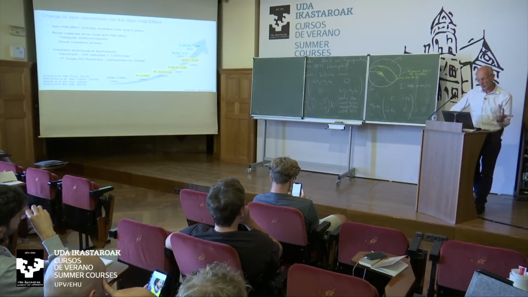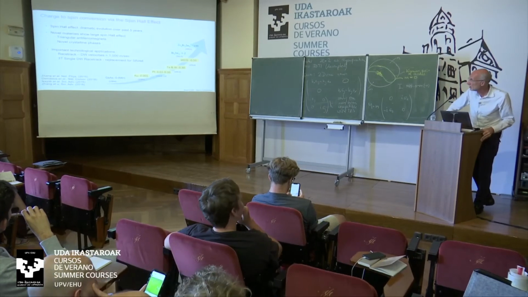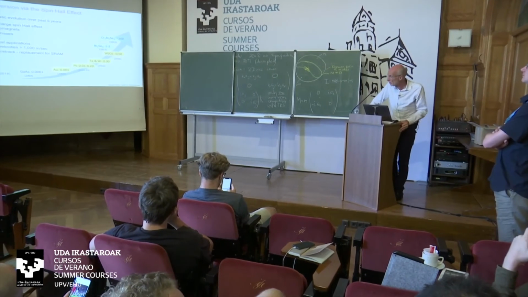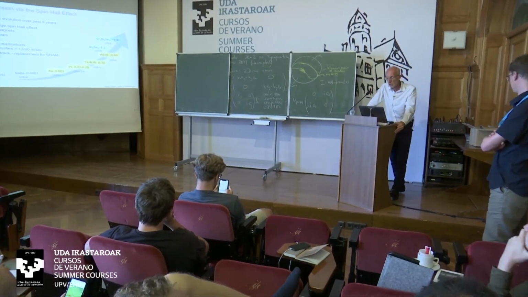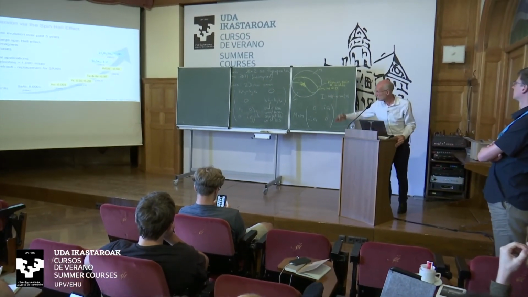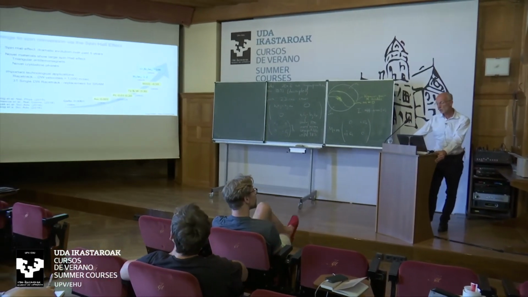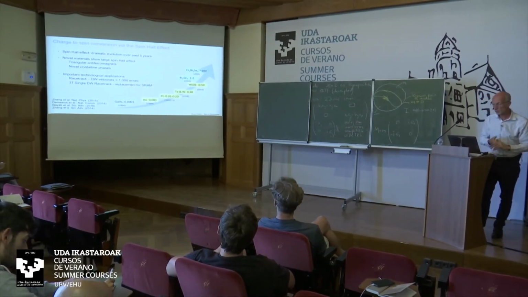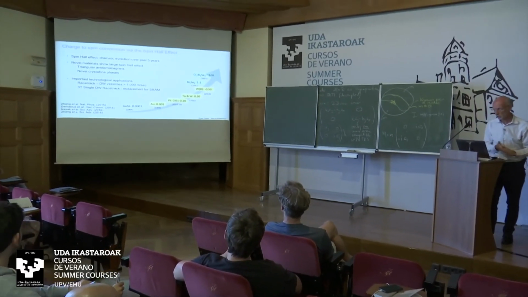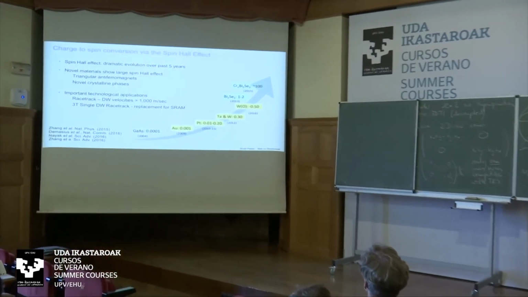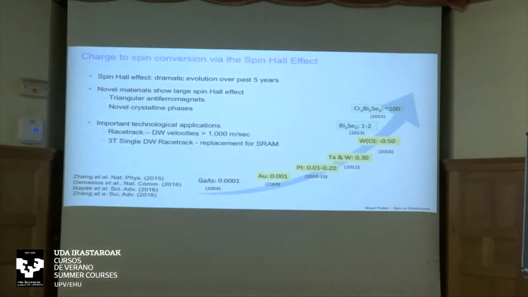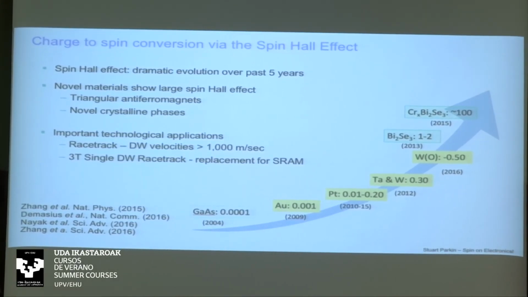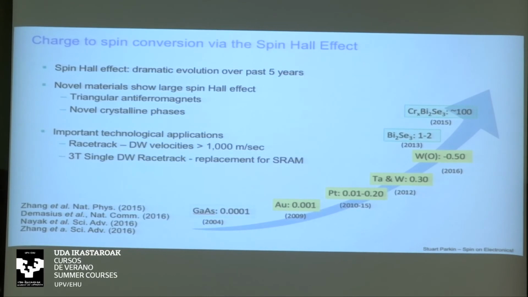So maybe it's a good point to stop: the spin Hall effect, which describes the conversion of charge to spin, has evolved enormously in just the last 3 or 4 years. Simple metals that a few years ago were believed to show very little spin Hall conductivity now show very large spin Hall angles: 20% in platinum, 30% measured in particular forms of tantalum and tungsten by the Cornell group. We've measured minus 50% spin Hall angle, which is the largest yet observed in a conventional metal, in tungsten oxide.